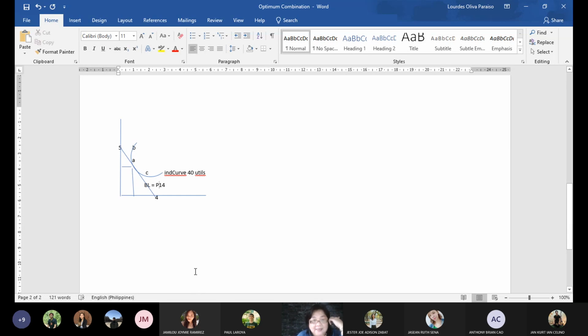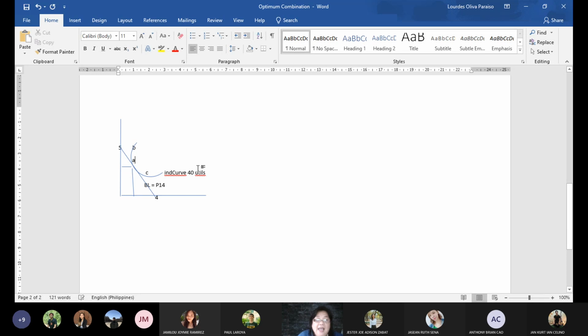Did you understand? All points within the budget line will give you the same total cost of 14 pesos. Ang indifference curve naman, all points within the indifference curve will give you the same level of satisfaction.